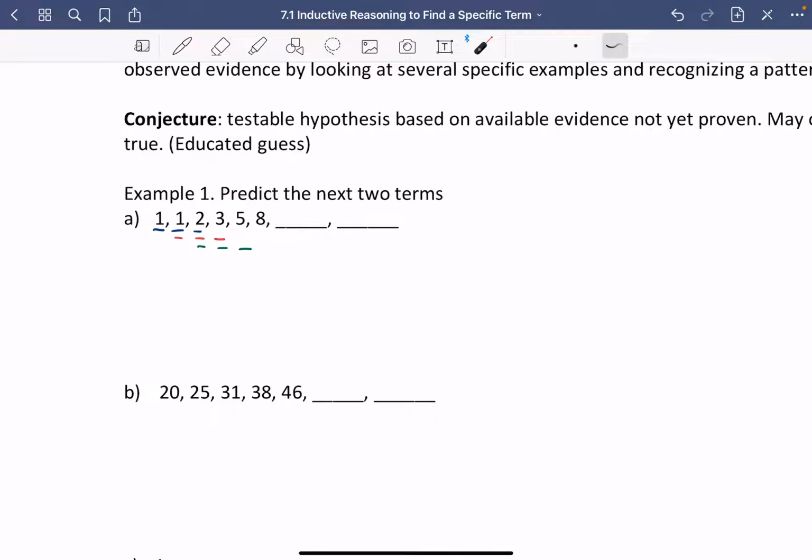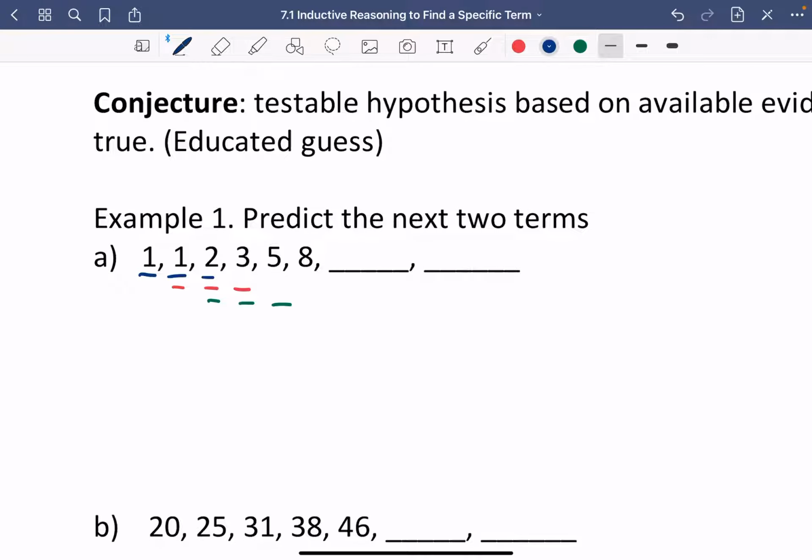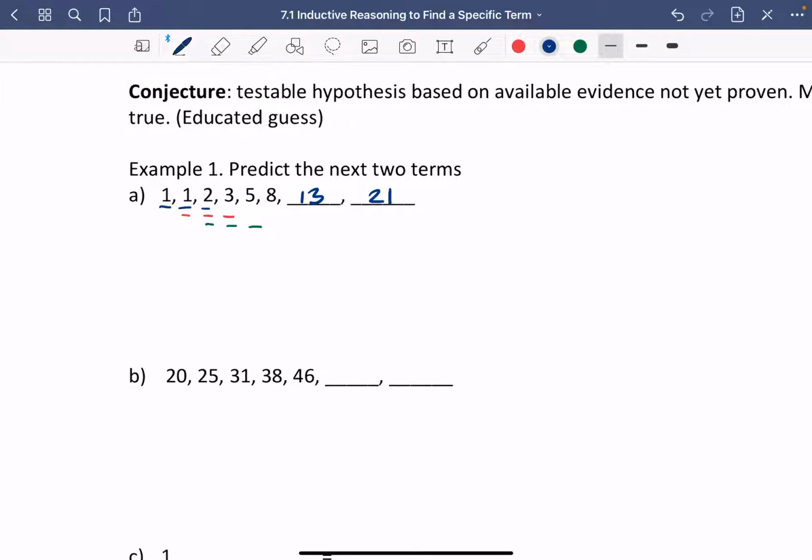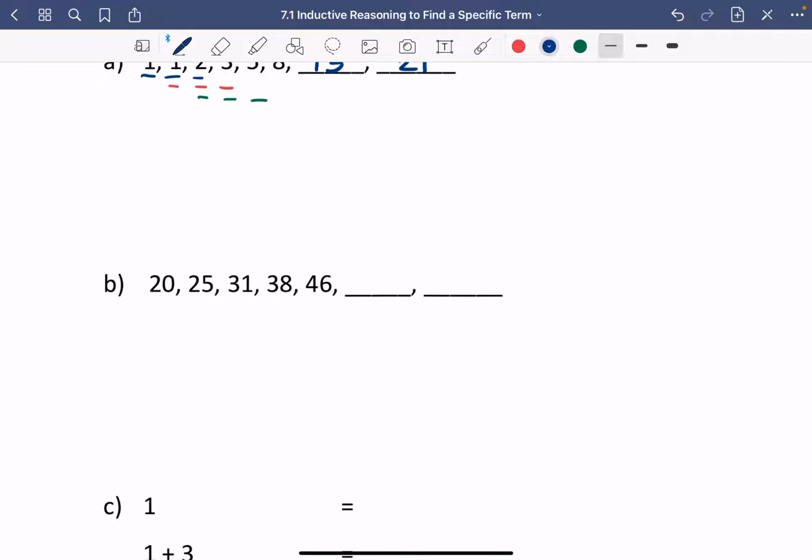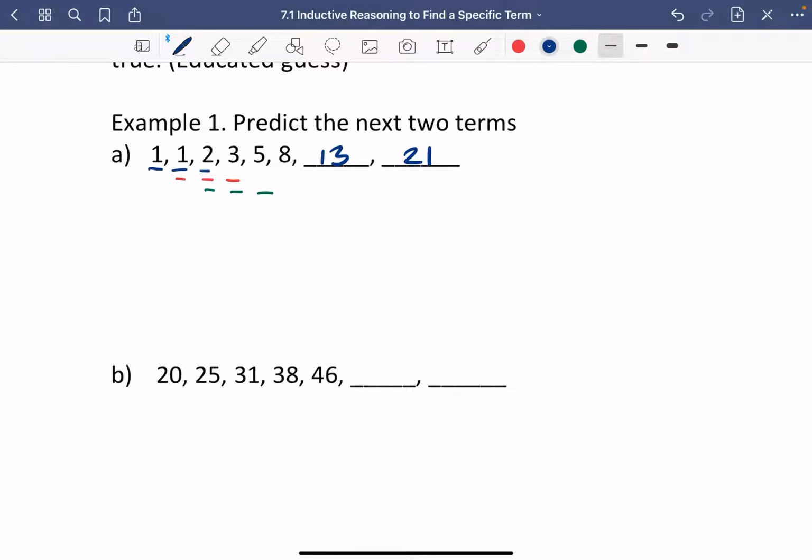Okay, so if that's the case, then what's our next missing term? It will be 5 plus 8, which is 13. And then the next one, 8 plus 13, so that'll be 21. Okay. All right, next example.